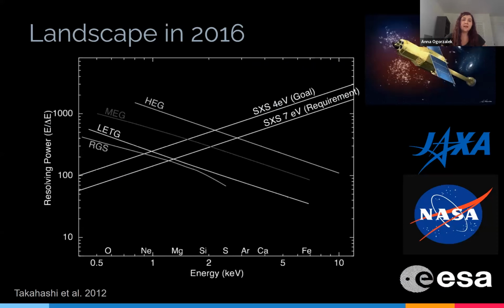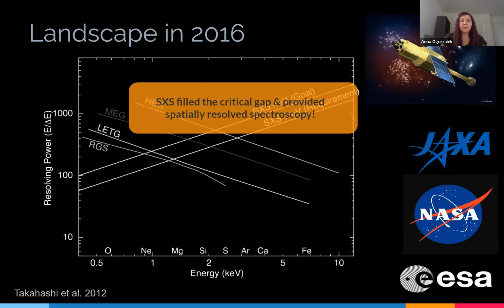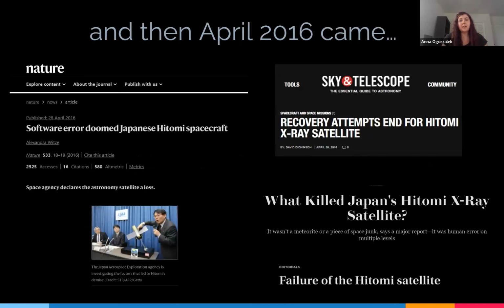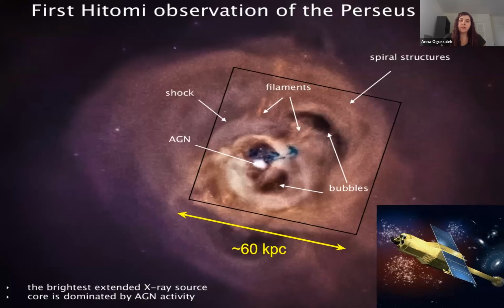So how did the landscape of X-ray spectrographs look in 2016? We see that SXS filled the critical gap at high X-ray energies and provided the first ever spatially resolved spectroscopy in X-rays. But then came April 2016, and the Hitomi mission was tragically lost to human error. But in contrast to its predecessors, Hitomi managed to forever change the landscape of high-resolution X-ray spectroscopy because it observed the core of the Perseus cluster, which is shown here.